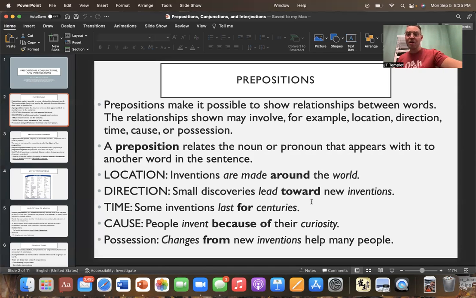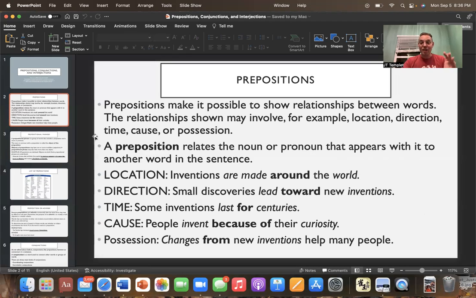Lead is our verb. Small discoveries are the thing doing the verb. Where is it leading? Toward what? New inventions. Time. So we have words like for. Cause. People invent because of their curiosity. And possession. Changes from new inventions help many people.